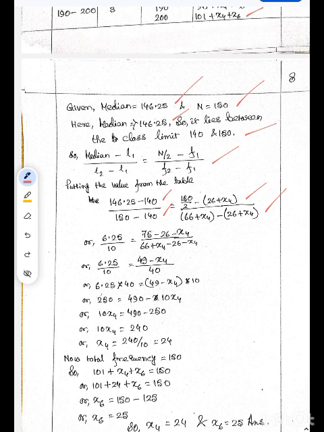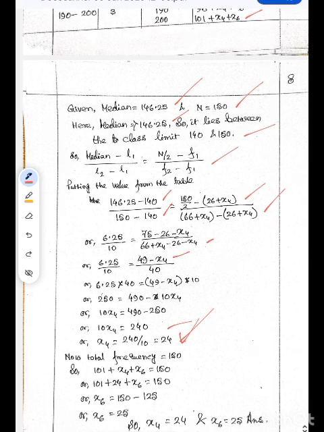Thereafter we calculate; only x4 is the one unknown figure that comes here. Therefore x4 equal to 24. Check the calculation. Next part, as total frequency is 150, and that total frequency, from the earlier page, is 101 plus x4 plus x6 equal to 150. Putting x4 equal to 24, we find that x6 is 25. Therefore x4 is 24 and x6 is 25.